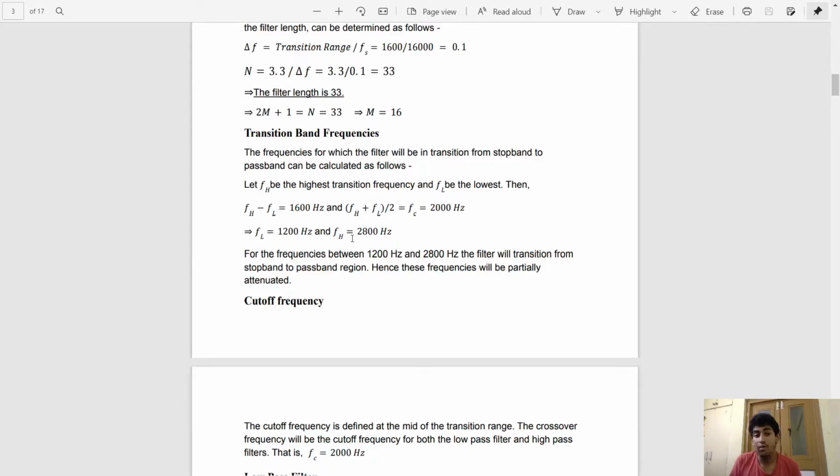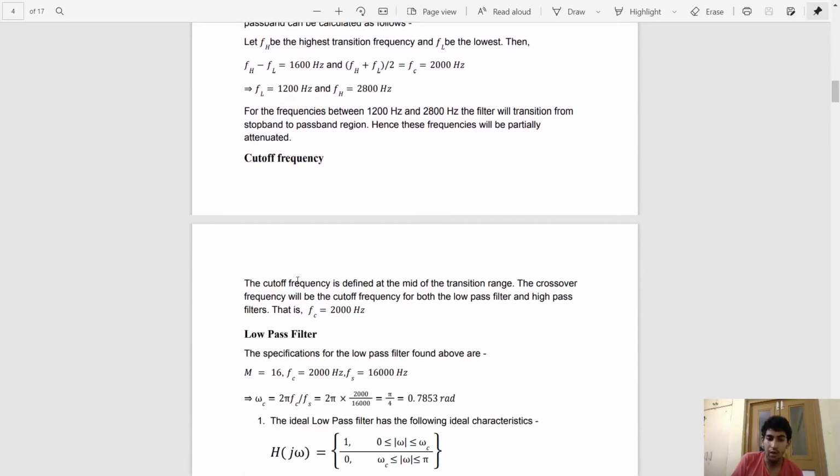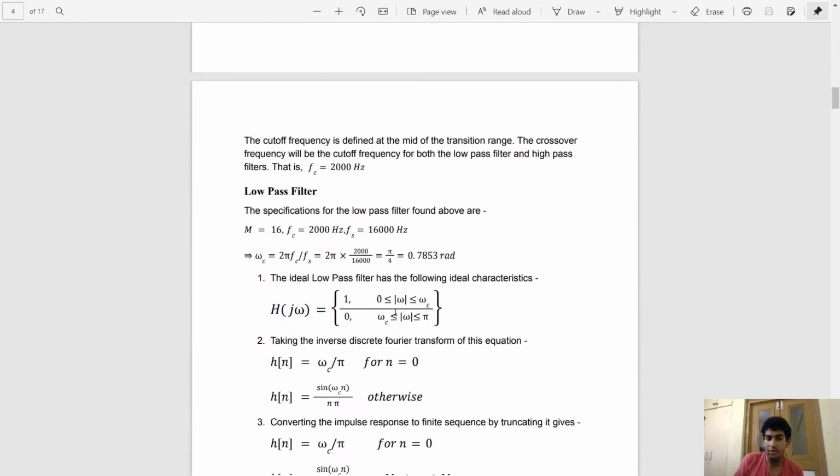As we'll see when we look at the frequency response, for the frequencies between 1200 hertz and 2800 hertz, the stop band will transition into the pass band, and the frequencies between these will get slightly attenuated: they won't get completely attenuated as in the stop band, and they won't be totally unattenuated as in the pass band. The cutoff frequency is nothing else but the crossover frequency for both the filters, because that's how it is defined.